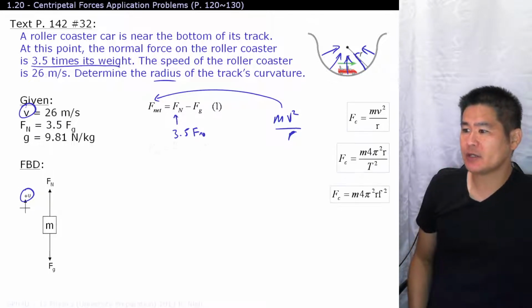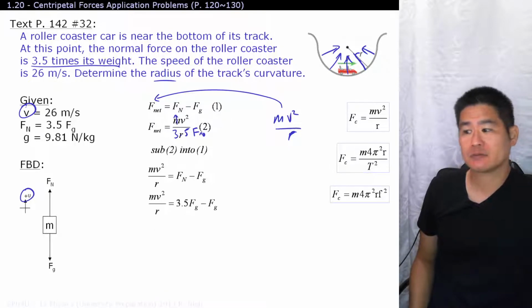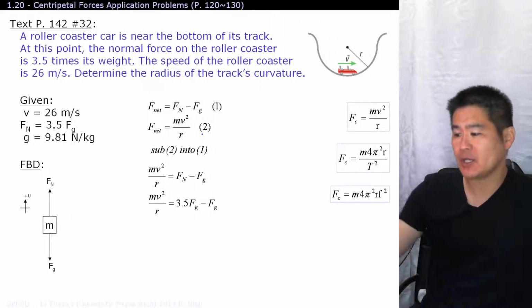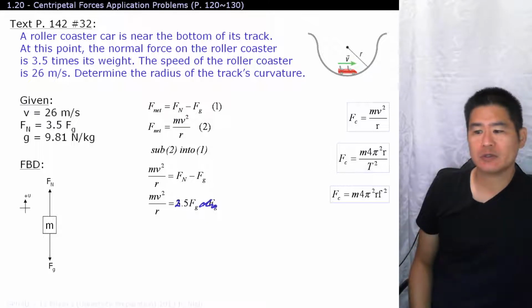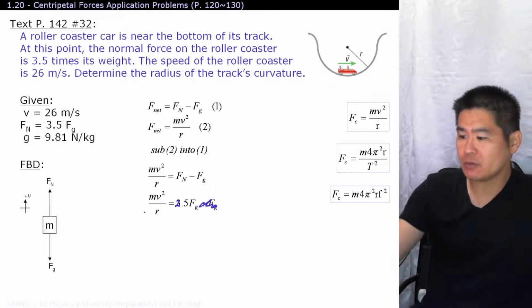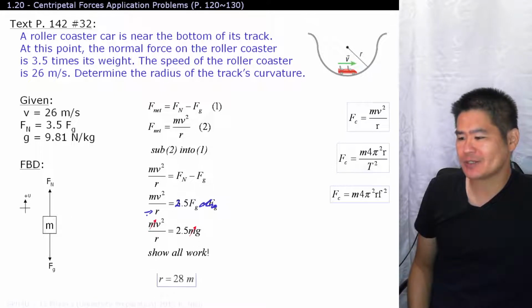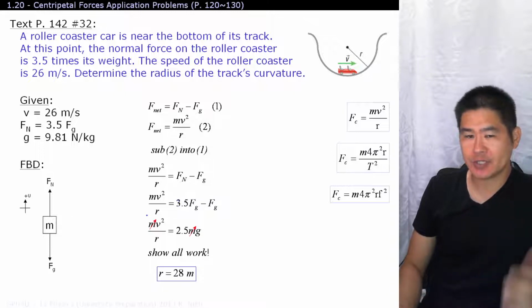Once we're done subbing all that in, we get an equation that looks like this: mv squared over r is equal to 3.5 Fg minus Fg. That simplifies down to 2.5 Fg. Through careful rearranging, we can isolate for r. Pause, unpause, and I hope you get the answer of 28 meters. Your entire homework for tonight is just going to be stuff like this, just taking what you already know and rearranging it to your favor.